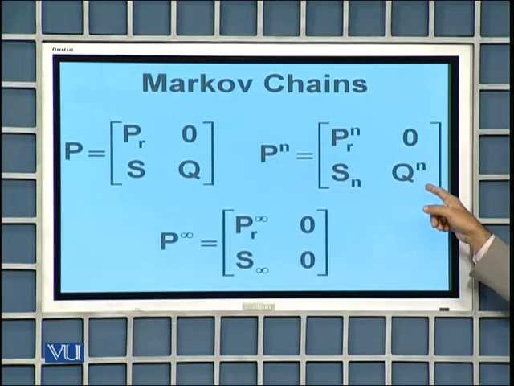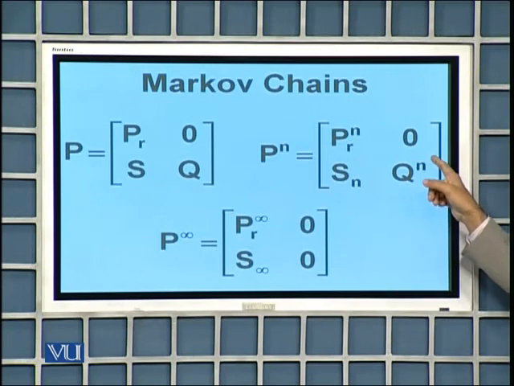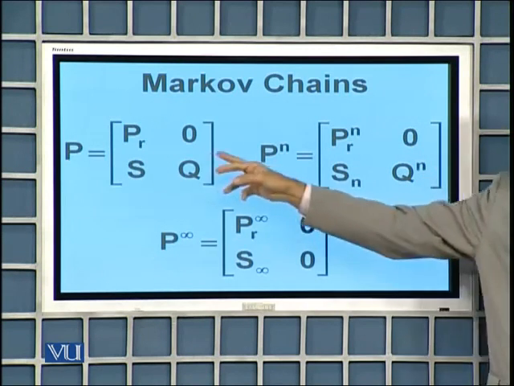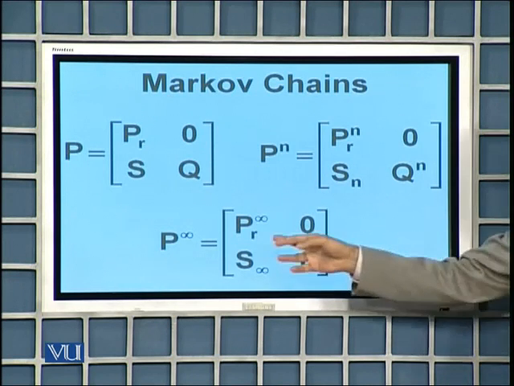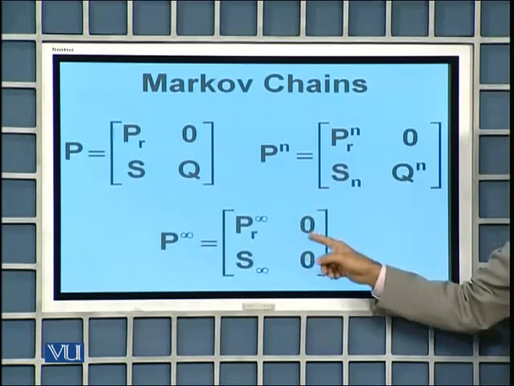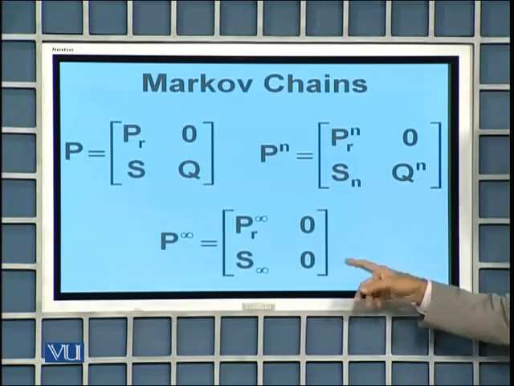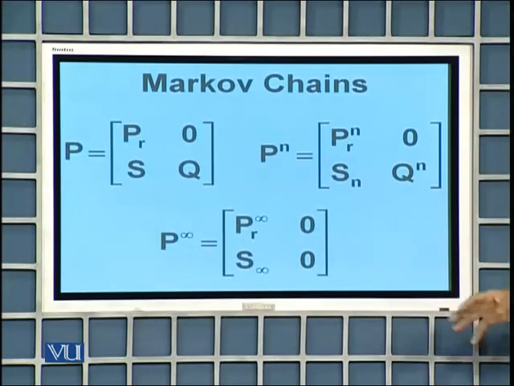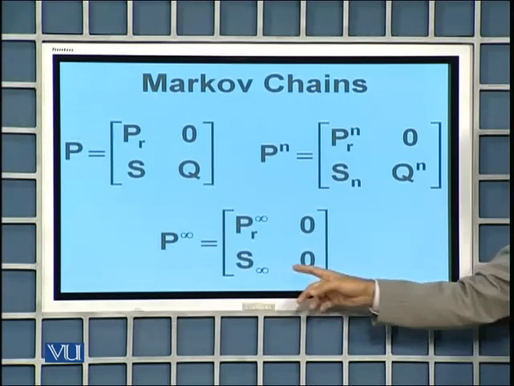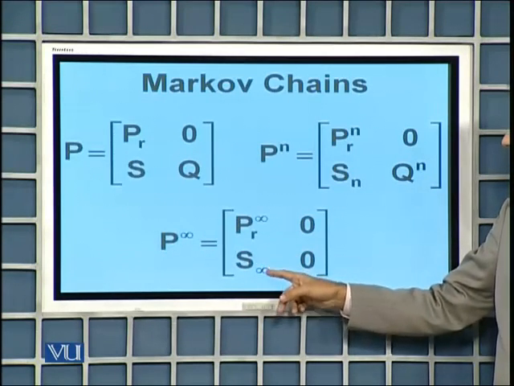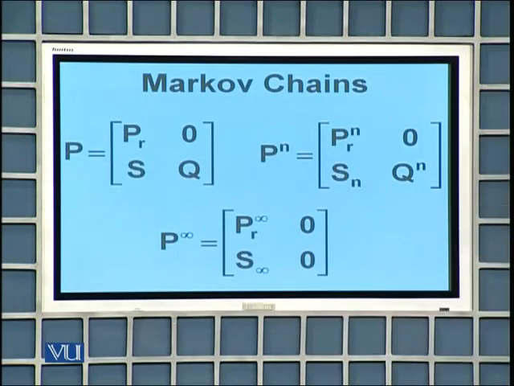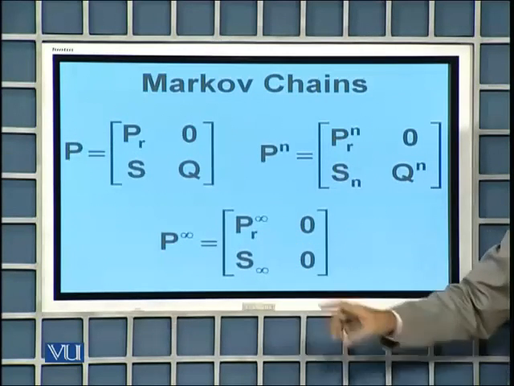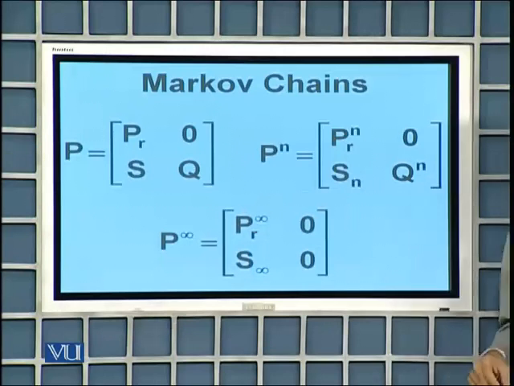This lower right matrix will be Qn, which will be the nth power of this matrix Q. And if you take higher and higher powers of this matrix, eventually you are going to get a P infinity, which will have zeros here and zeros here, because higher powers of Qn are going to be all zeros. And here we will have S infinity. Once again, it's not the infinite power of S, it is just the destination value of this lower left matrix. And here we'll have PR raised to power infinity.